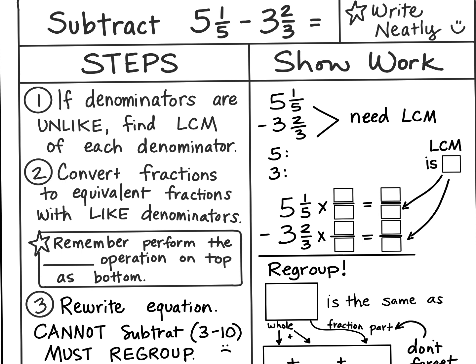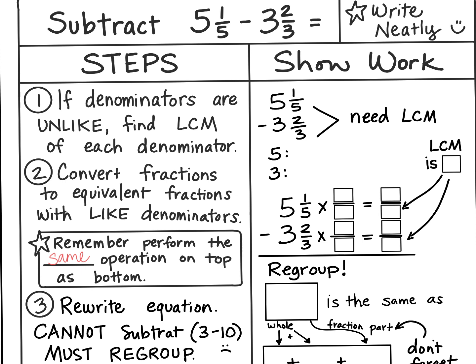Step 2, I'm going to convert, or change, my fractions to equivalent fractions with like denominators. So I will use that least common multiple as my common denominator, just like normal. Okay, so far my steps are the same. Just remember, when you're doing this, you want to perform the same operation on top as you do on the bottom. What do I mean by that?